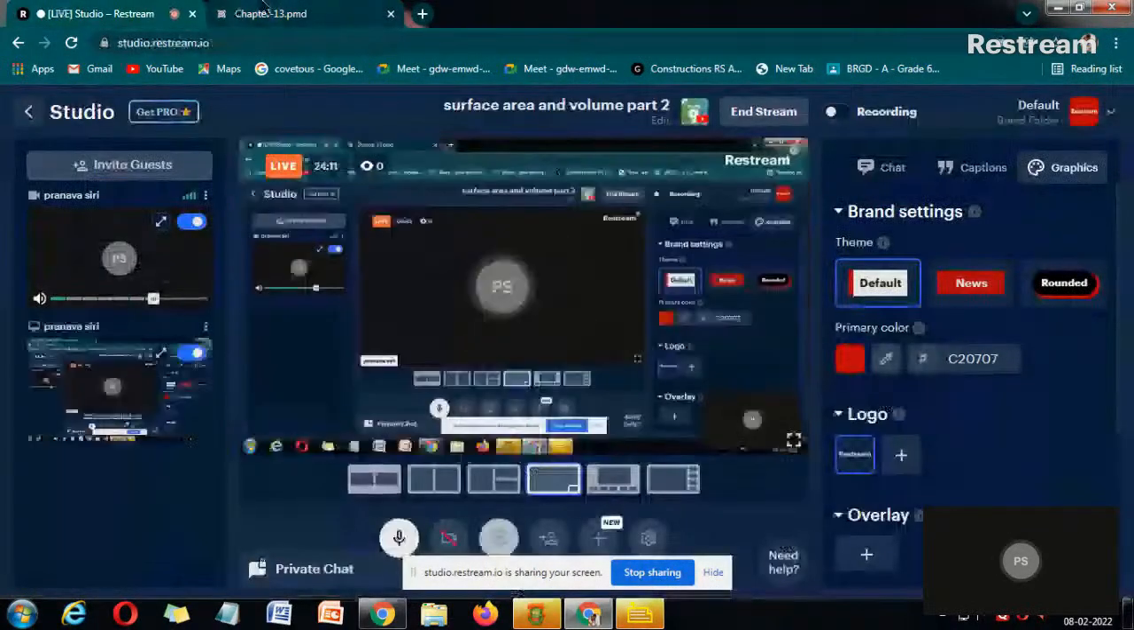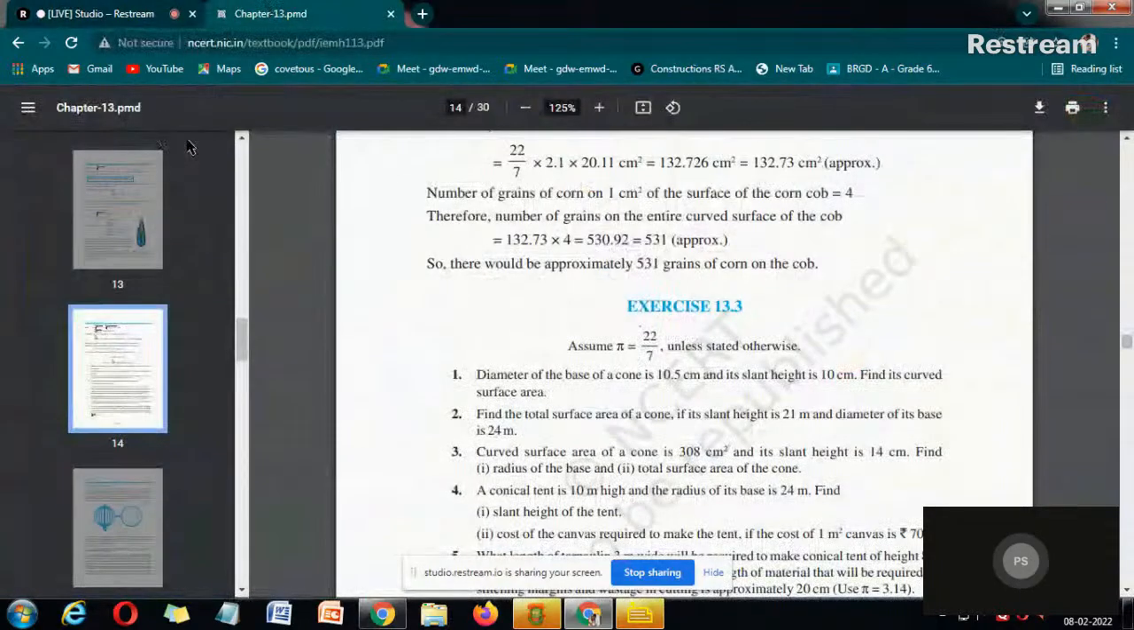So guys, we will do the fourth one, second part later. Let's leave that because it's taking a lot of time. Let's go with our fifth question. What does the fifth question say? What length of tarpaulin 3 meter wide will be required to make a conical tent of height 8 meter? Here height is 8 meter, radius is 6 meter.